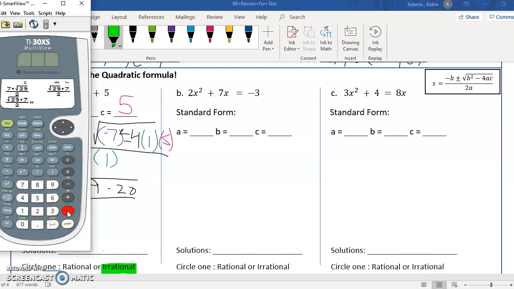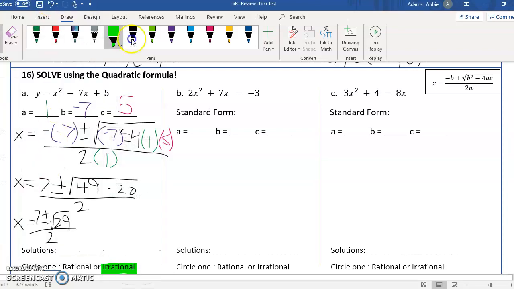If I change that to decimal form, I'm given 6.19, keeps going on, no significant pattern. So I would round it to about 6.2. So one of our solutions is x is approximately 6.2.